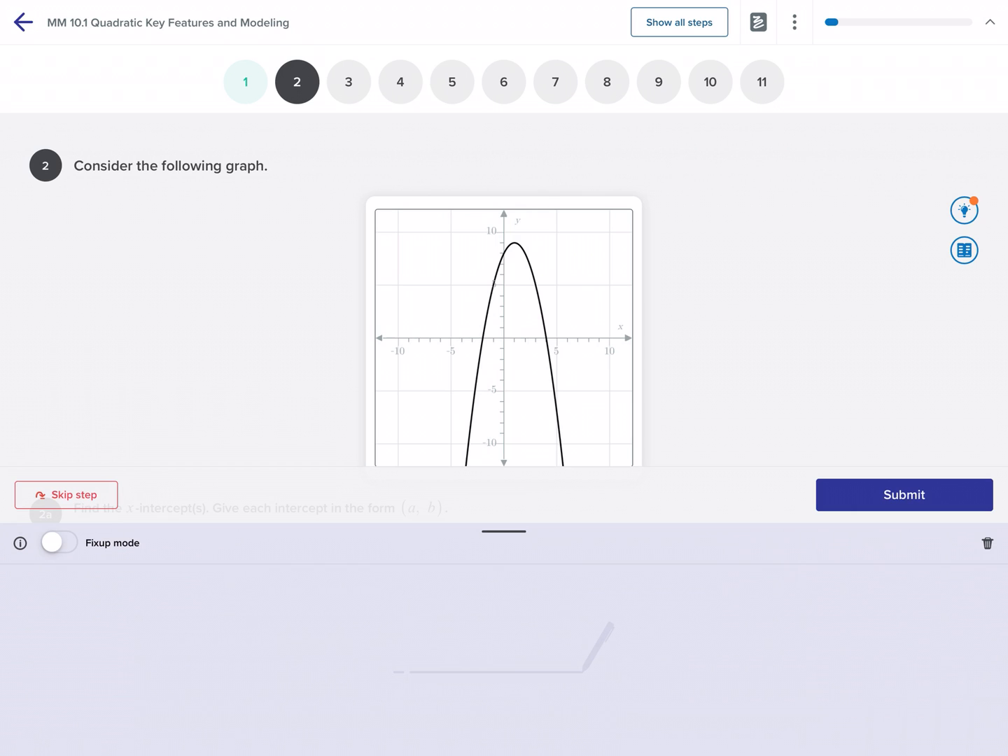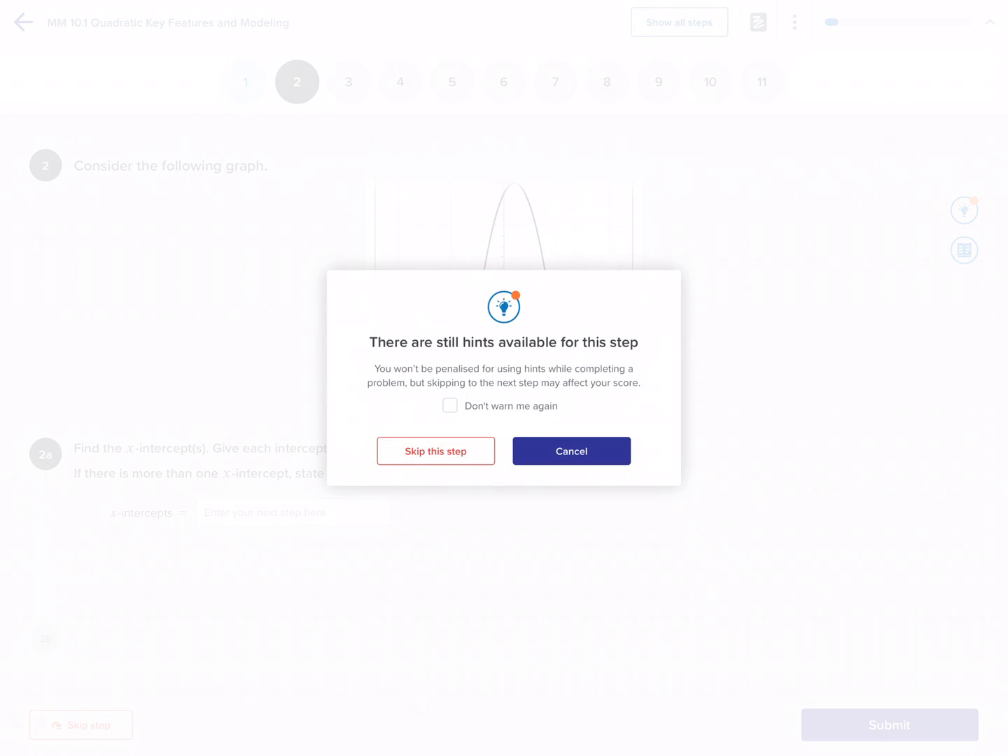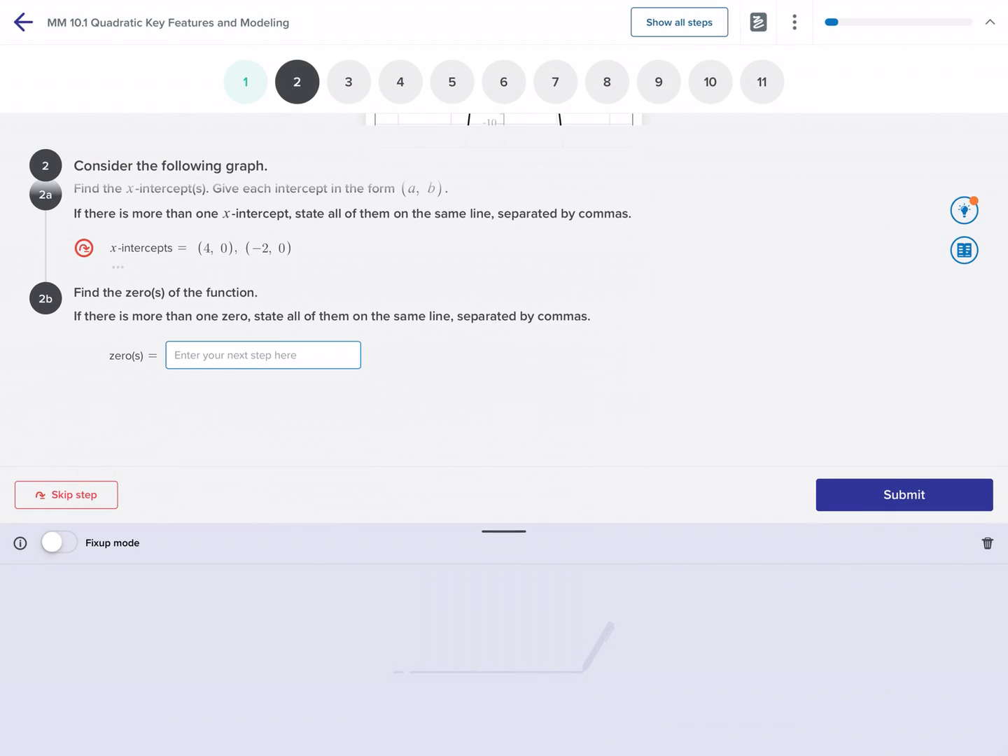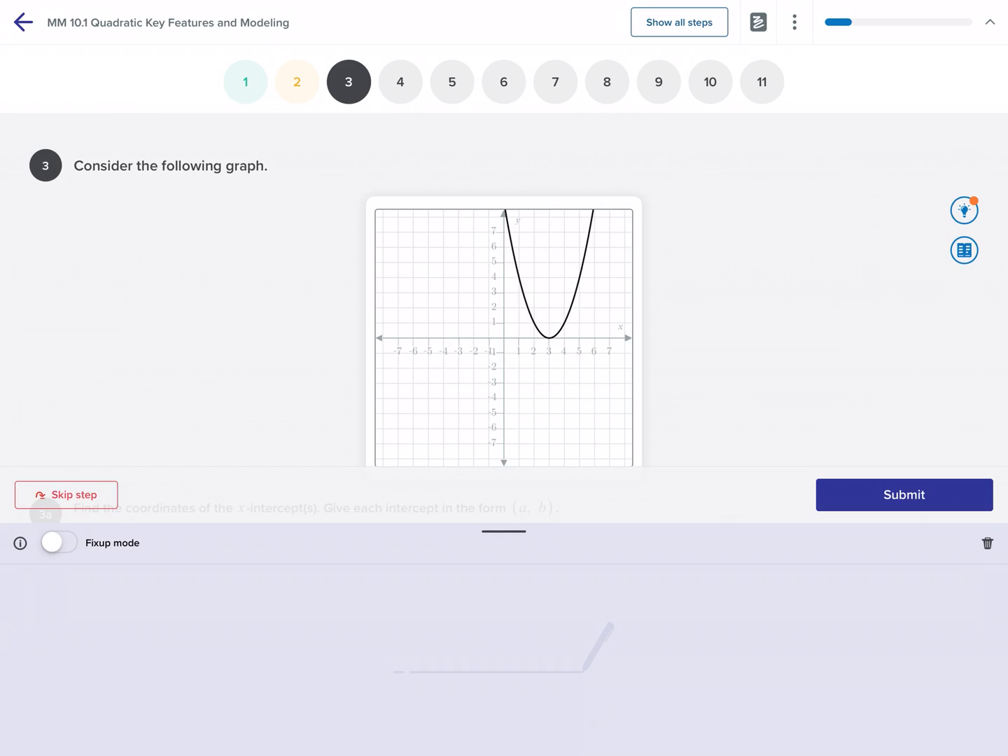If you skip a step, they'll caution you, say there's still hints, there's still more chances for you to get it right the first time. If you skip, you will lose points. So, for example, here it tells you the answer. And then the next one it asks you, well, what are the zeros? Well, here it's 4, -2. Okay? See, it gave you a yellow because you got half of it done. Okay, so just keep that in mind.